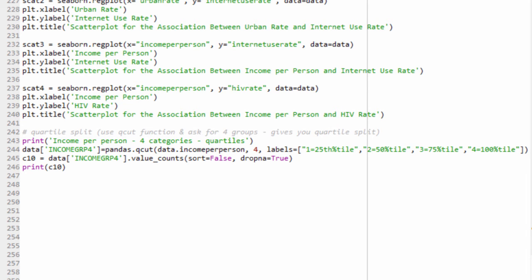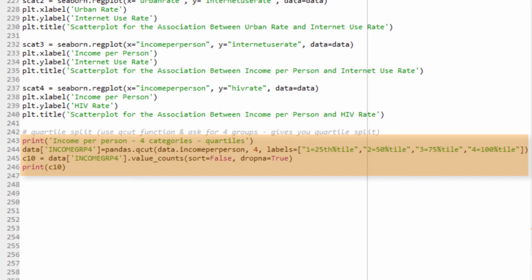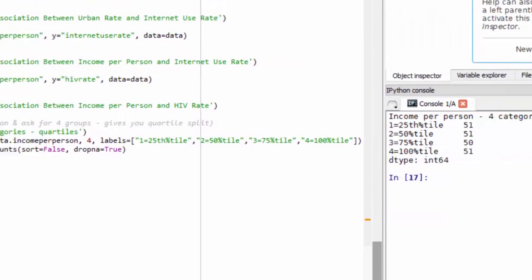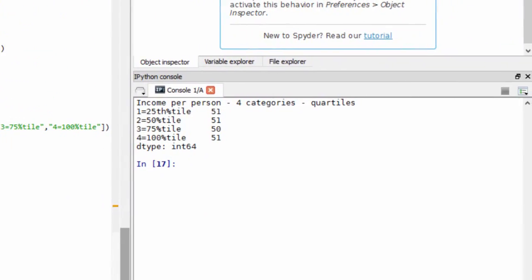Income GRP4. I also include a value count statement so that we can examine the distribution of this new variable. After the program has been saved and run, we can see the distribution for income group. The 4 ordered groups we created show that there are 51 countries in the lowest income group. There are 51 countries in the next 25%, 50 in the next, and 51 countries in the highest 25% in terms of income.